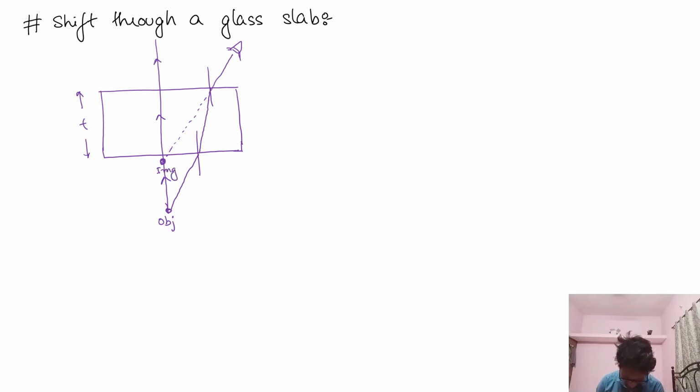This entire length is called shift, the shift by which the image is shifted from the object. The formula for shift for a glass slab of thickness T is given by T into (1 minus 1 by mu), where mu is the refractive index of the glass divided by the refractive index of air, or of the surrounding medium. Now, how do I derive this, the derivation of shift through glass?